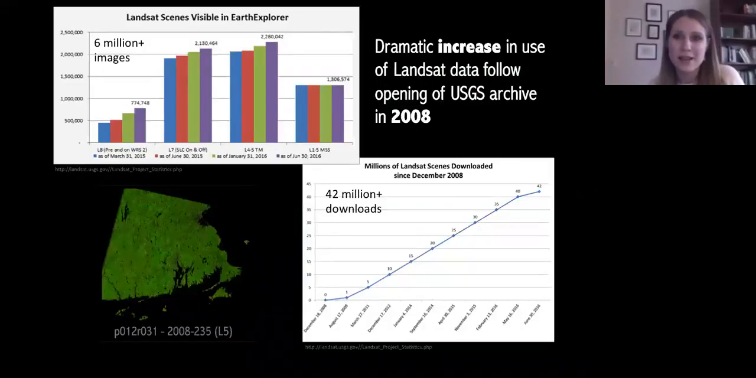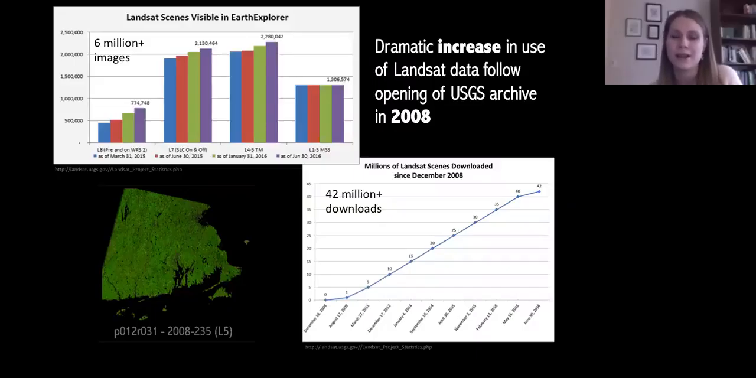So I talk a lot about time series analysis. Well, why now? In 2008, the USGS opened their Landsat archive for free public use following a change in data distribution policy. So while we've had this really robust Landsat record going back to 1972, we haven't been able to access it. Before the opening of the archive, images would cost in the hundreds to thousands of dollars per image.